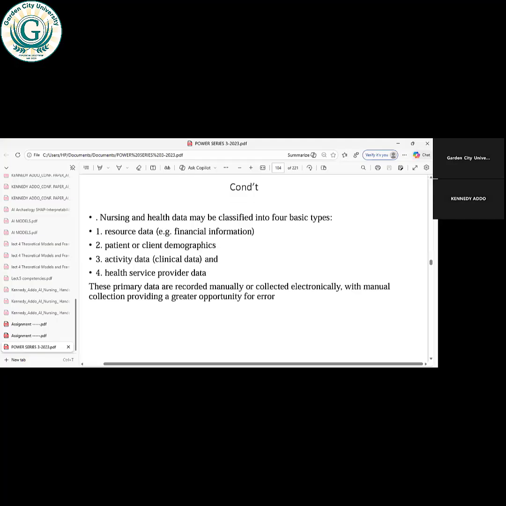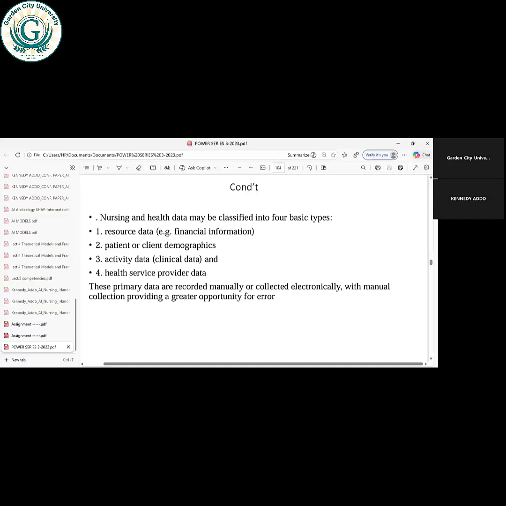Now, let's look at this. Nursing and health data may be classified into 4 basic types. This is examinable. In examination, you may see something like this. I may introduce an outlier, then you will pick up the odd one. So let's take note of that. Nursing and health data may be classified into 4 basic types.